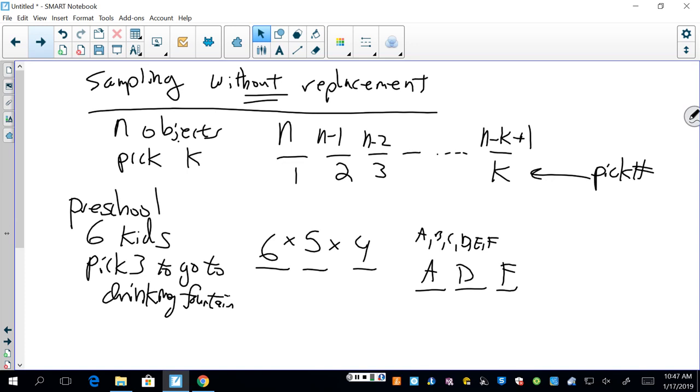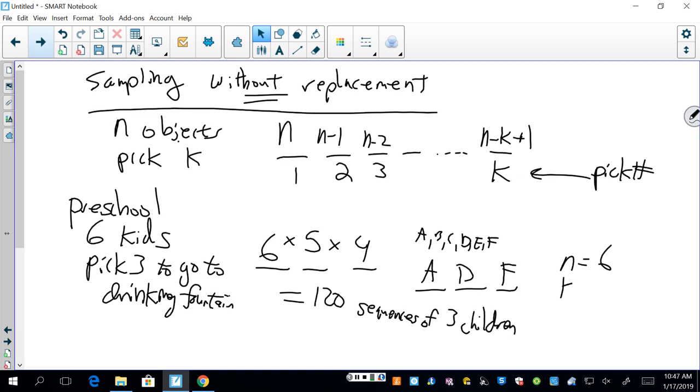Allison gets to go first, then Don, and then Frank, or whatever their names are, get to go and drink at the fountain. And how many ways can that happen? It's very important to keep things fair and balanced, or at least the perception of it for some groups. So this would be 120 sequences of 3 children.